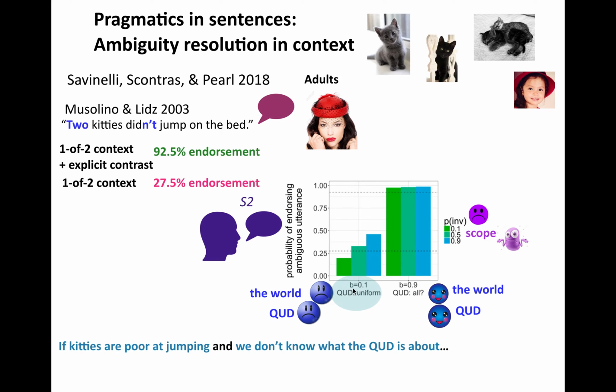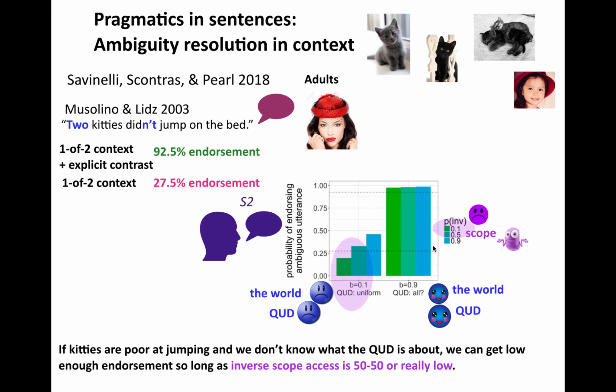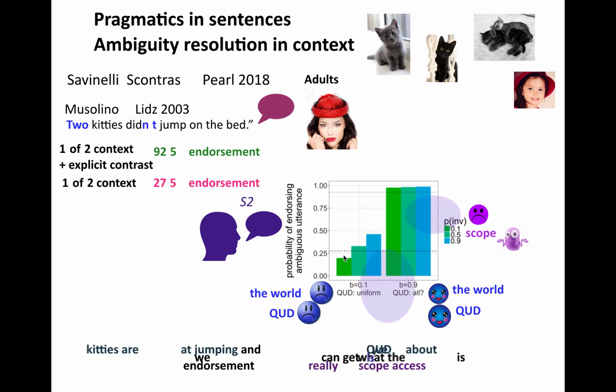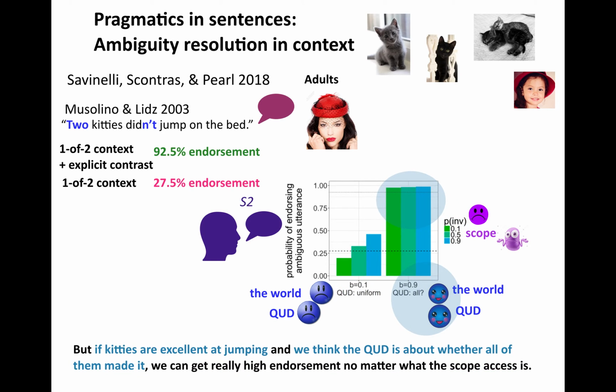And so if kitties are poor jumpers, and we don't know what the QUD is about, excuse me, that's a uniform one, so we don't actually know. We don't have any bias for a question under discussion. It's not very helpful. Then we can get low behavior, right, as long as it's a 50-50 shot at inverse versus surface, or we actually prefer the surface pretty strongly, right? We can get down to the same endorsement rate that we see in adults. Versus if we have a very supportive pragmatic context, we can get up to that high endorsement rate no problem, right? It doesn't really matter what the scope axis, the grammatical factor is.